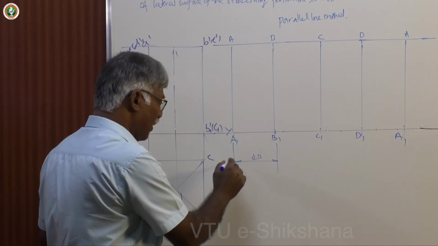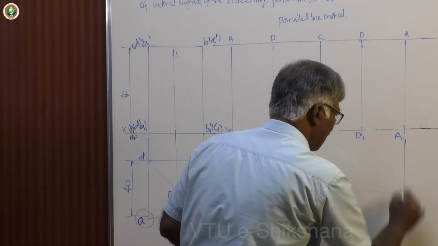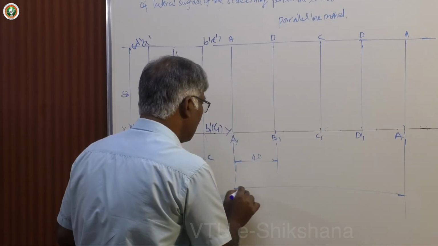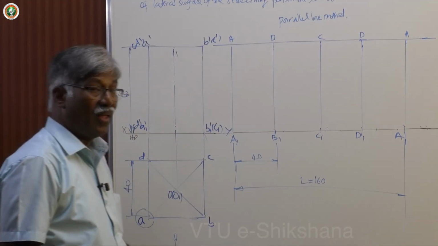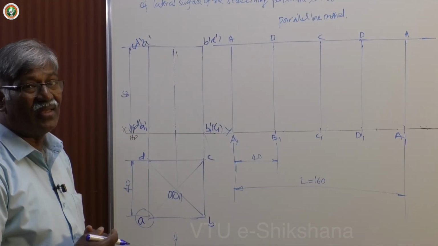40. Then overall development length, capital L. Normally we use it. This is 160. That's all. Next, how to fix the section plane?